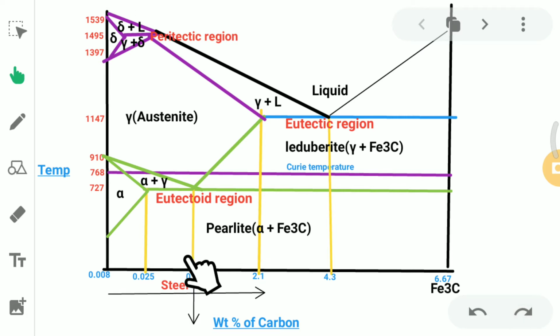In steels, this is the eutectoid region, friends, at 0.8 weight percentage of carbon. Below 0.8 percentage of carbon, we call it the hypoeutectoid region. This is the eutectoid region. The left side of the eutectoid region is called the hypoeutectoid region, and the right side of the eutectoid region is called the hypereutectoid region.